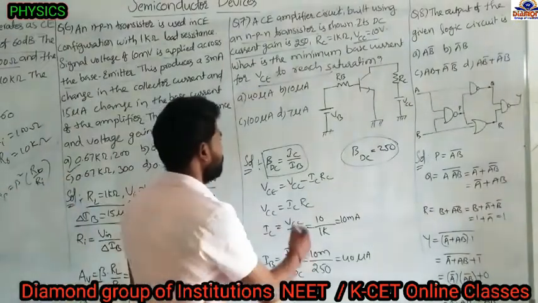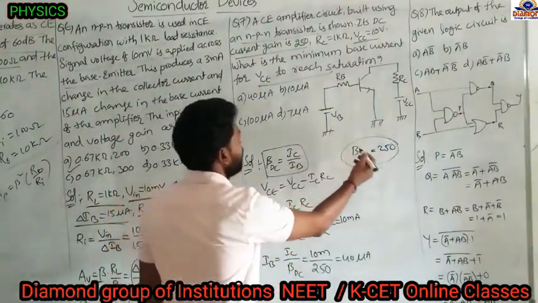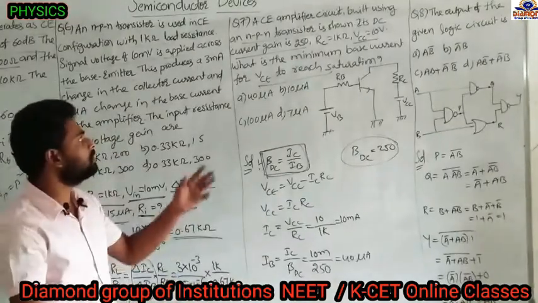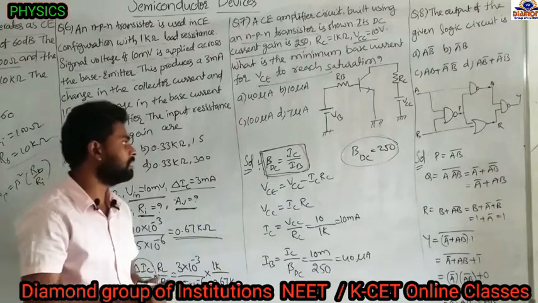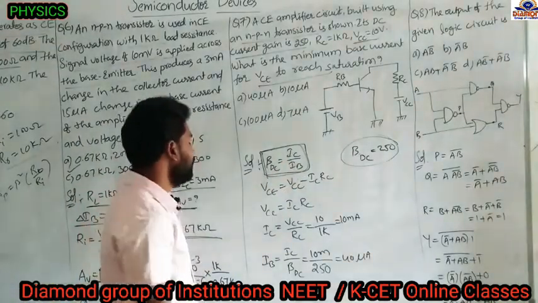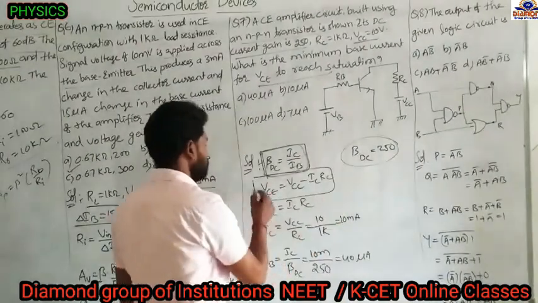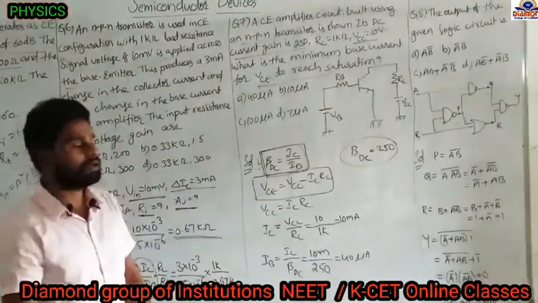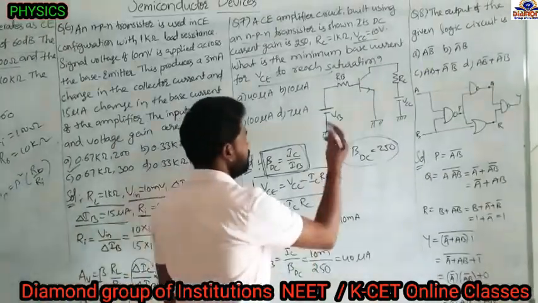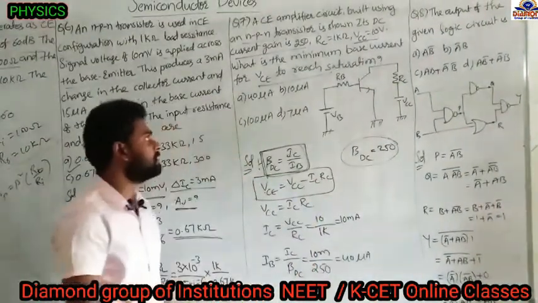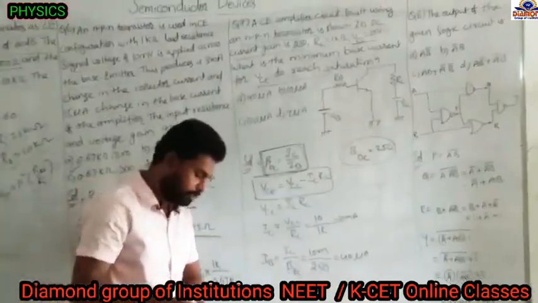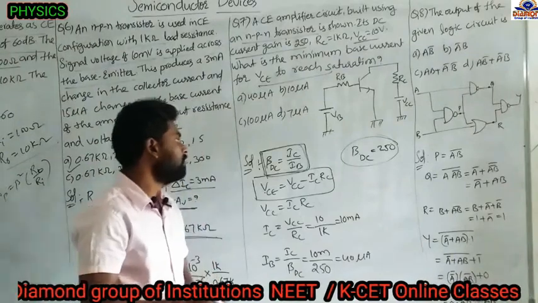So see now, the current gain formula we already know: output current by input current. This is the common emitter amplifier. Output current is the collector current, input current is the base current. From that, beta equals IC by IB. And we know the input equation and output equation from the first video. Here the output equation is VCE equals VCC minus ICRC. In saturation, both junctions, input and output, are in forward bias.